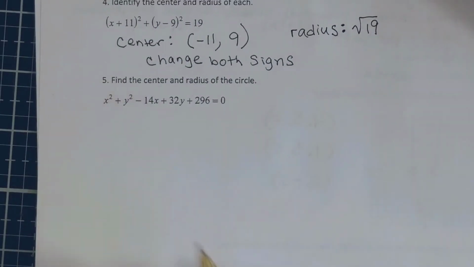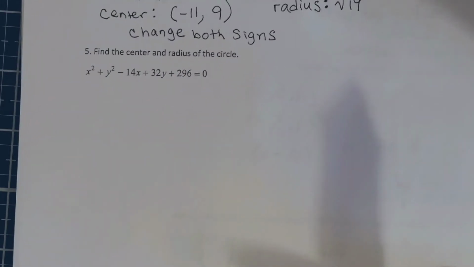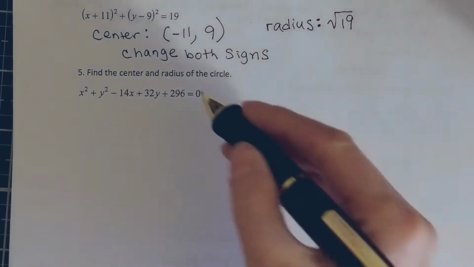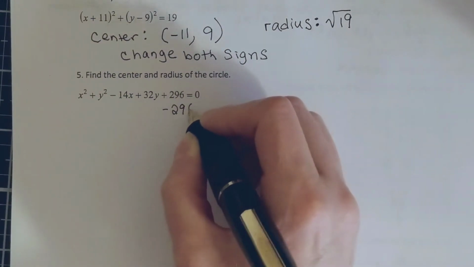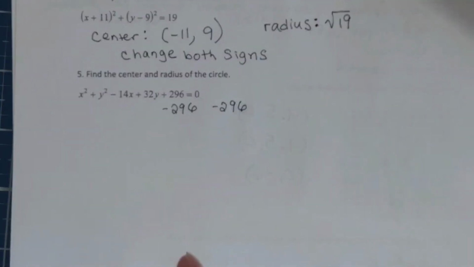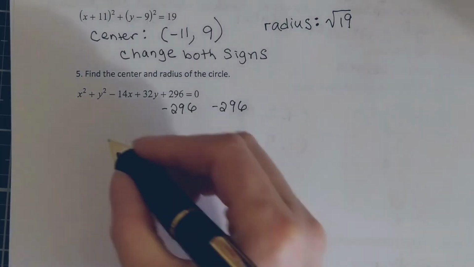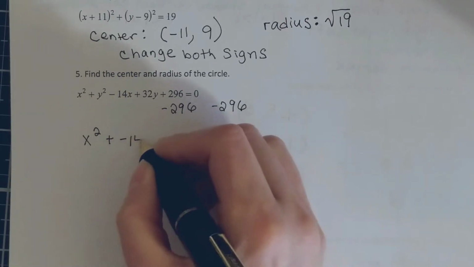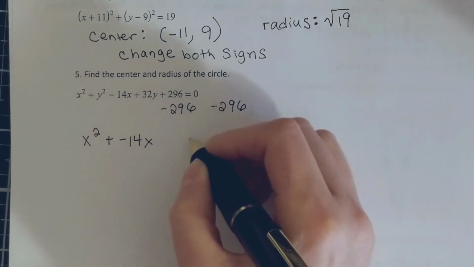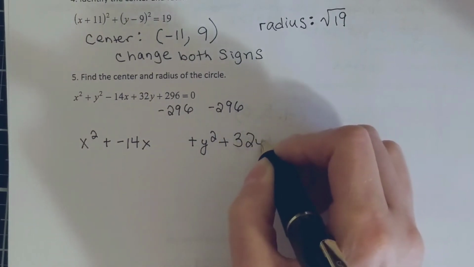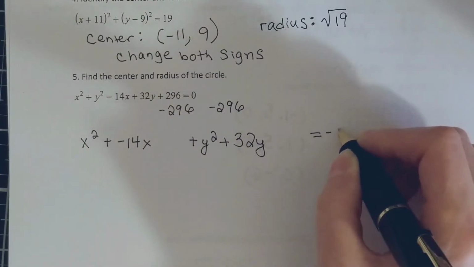I would almost guarantee that on the test this would probably come out perfectly. All right, question number 5. Find the center and radius of the circle. On this one, you're going to need to complete the square. In order to complete the square, you need the number on the opposite side. So my first thing is to subtract 296 on both sides of the equation. I want to put the x's together on one side and then the y's together right behind it. So I'm going to rearrange my equation here, and leave some space so I can complete the square.